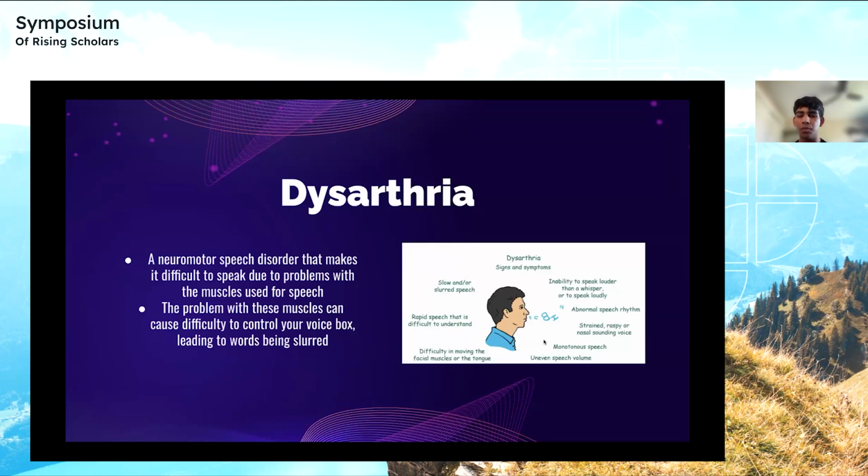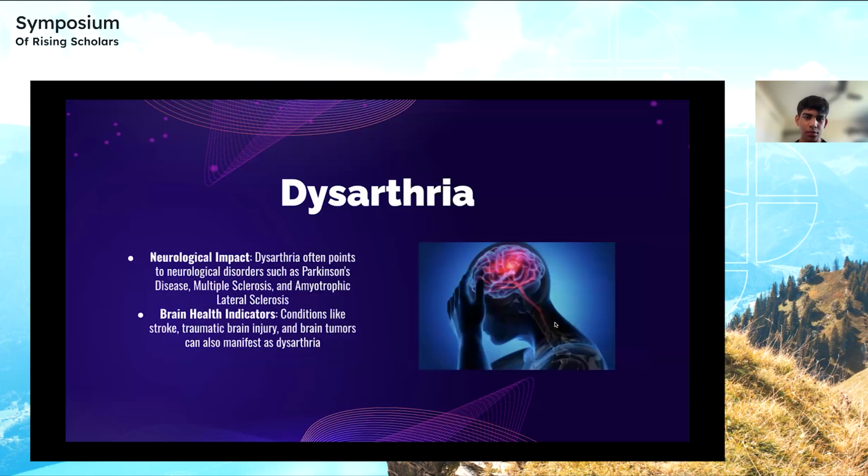And as you can see in this chart here, there's a lot of different symptoms, which is something you need to keep in mind when making a machine learning model, because it's not exactly that one symptom means you have this or not. There's a wide variety and vast amount of different things that can indicate dysarthria.